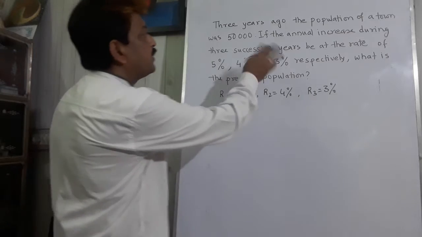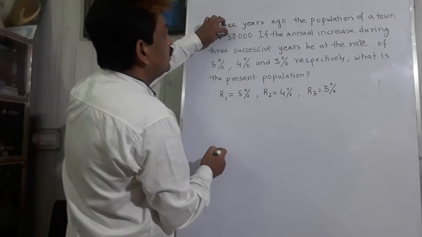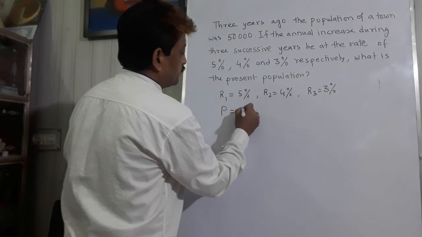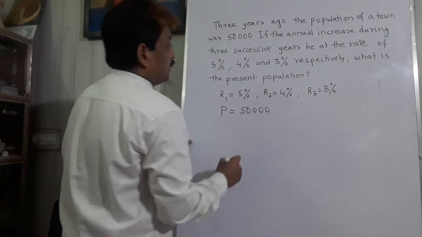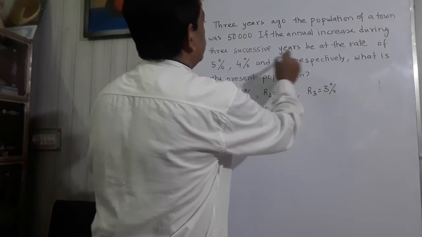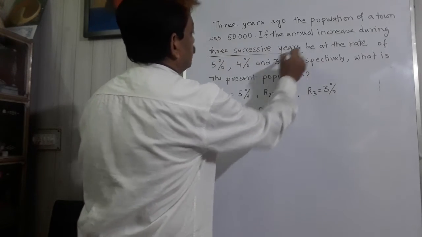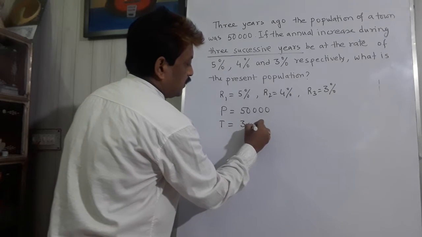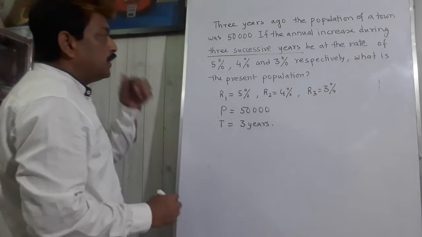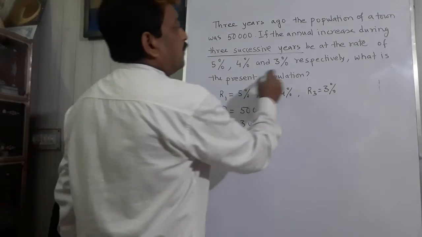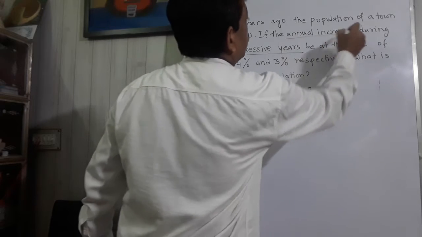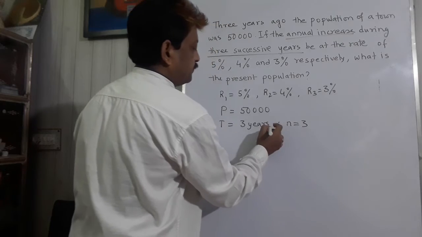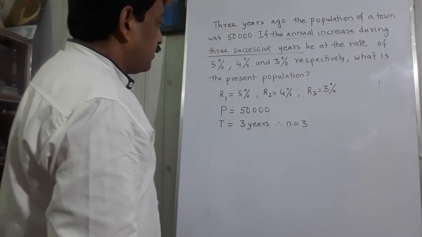First of all, let me write down other information. The initial population was 50,000. That is, the principal is 50,000 and the time is 3 years. And since it is an annual case, it is annual increase, therefore n is equal to 3. Now the formula.